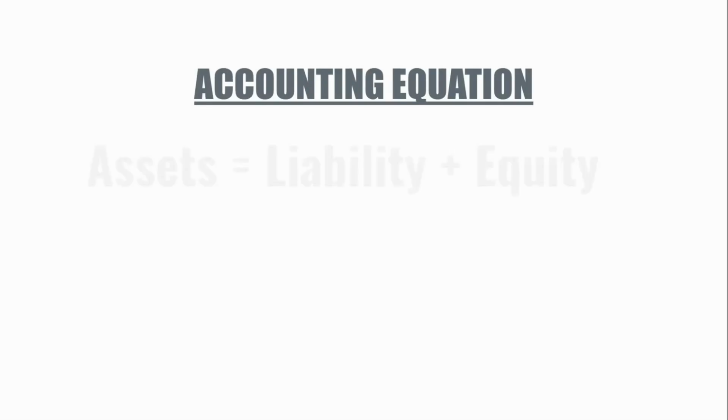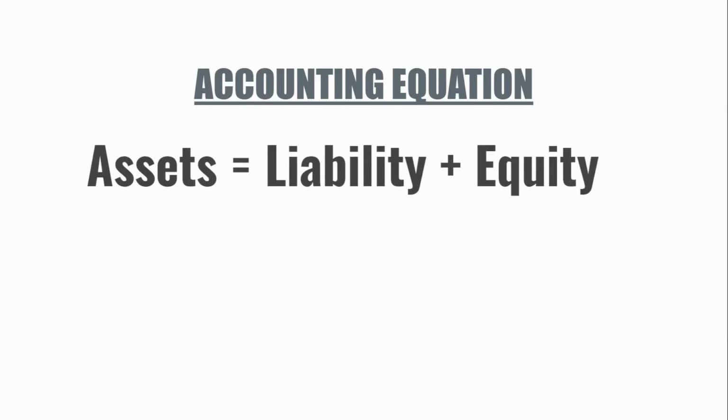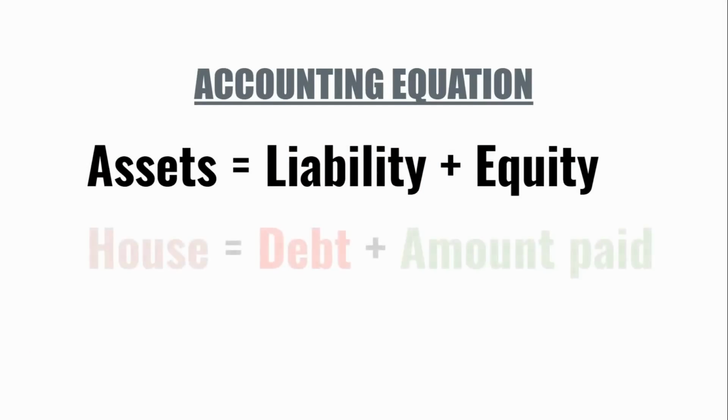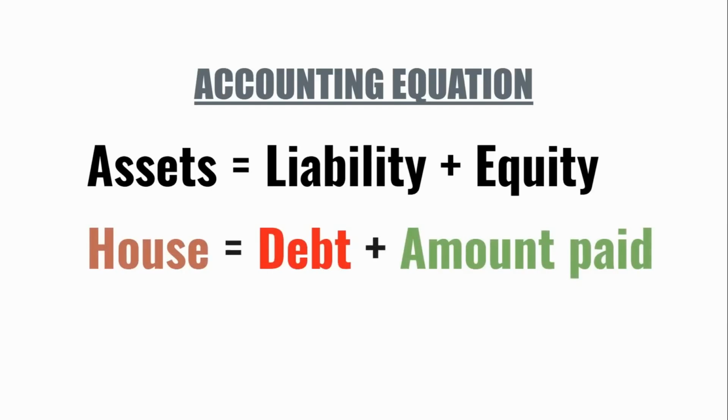So this is what's considered the accounting equation, and I feel like in equation form, it's actually more confusing than if you just think about it practically, but it is assets equals liability plus equity. And I think the clearest, most familiar way to think about this is with owning a house. If you own a house and you have a mortgage, so your asset is your house. So that has a value.